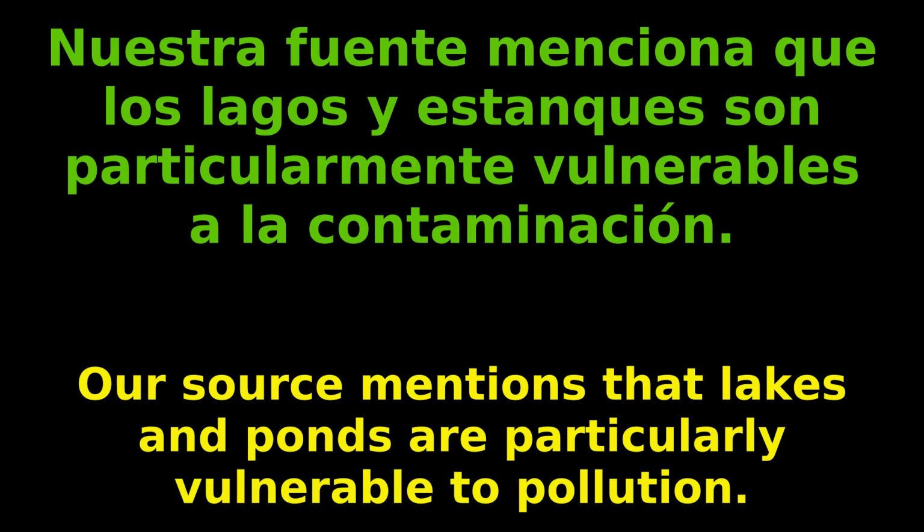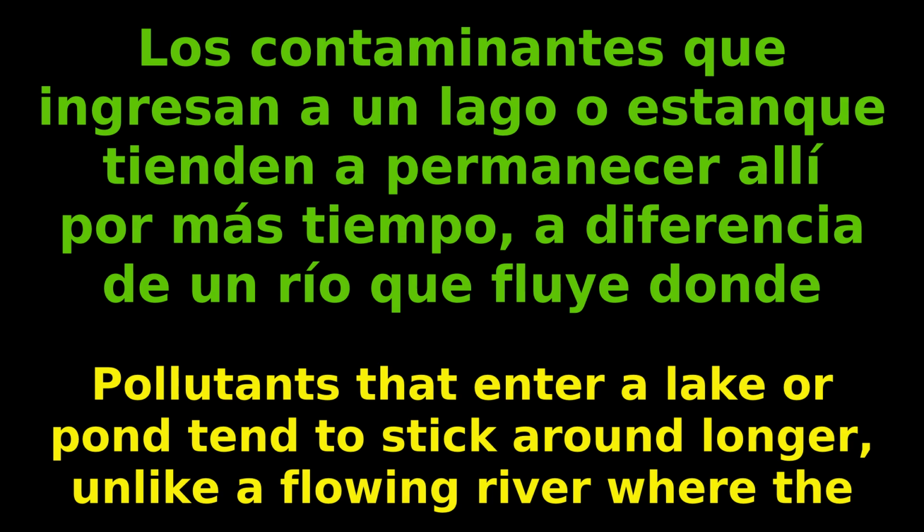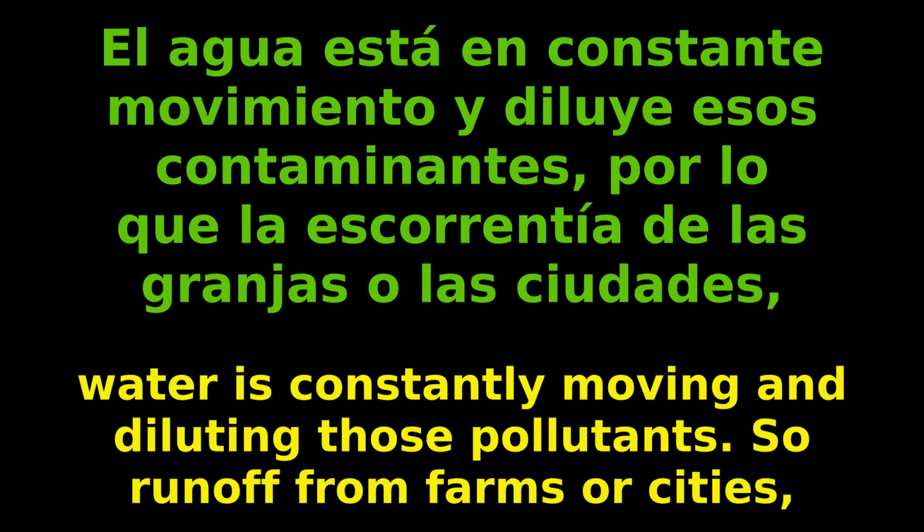Our source mentions that lakes and ponds are particularly vulnerable to pollution. Why is that? It's because they're relatively contained systems. Think of them like big bowls. Pollutants that enter a lake or pond tend to stick around longer, unlike a flowing river where the water is constantly moving and diluting those pollutants.